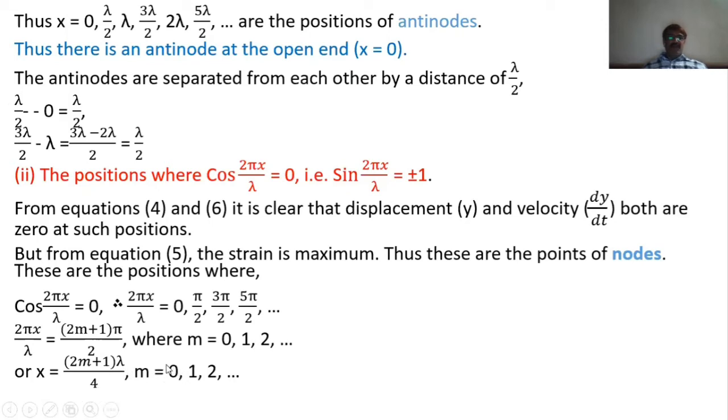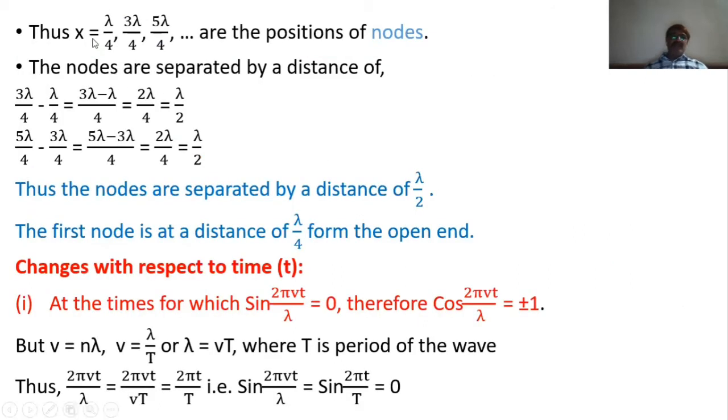So in this way, what will the first position be? If we put m equal to 0, it will be lambda by 4. So the first node will be at a distance of lambda by 4 from the interface, while at the interface there is an antinode, and the first node is at a distance of lambda by 4 from the antinode. Okay, and the next one will be at 3 lambda by 4. The next and third one will be at 5 lambda by 4. So in this way we get the consecutive positions of the nodes.